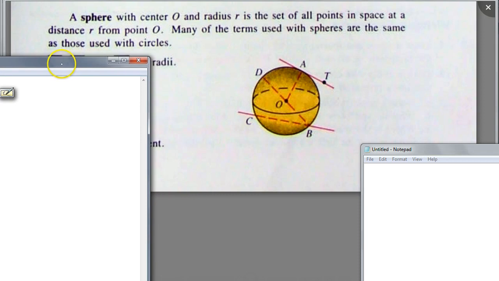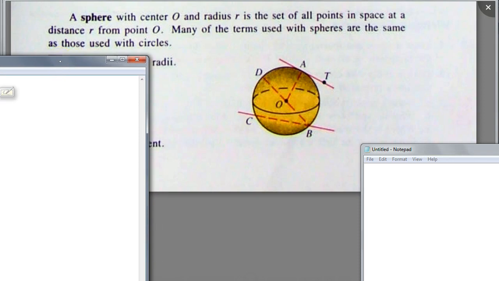Somebody give me radii of this sphere. Let me call somebody at random. How about Jason? Can you give me one radius? OA. Would that work, guys? Yeah, there you go, OA. There are, I think, two others in this picture. How about Brandon? Can you give me another one?